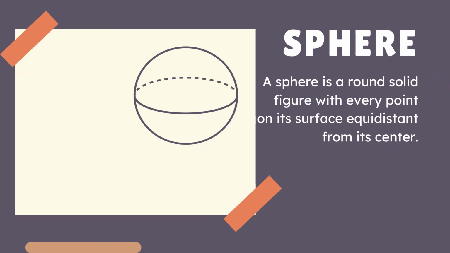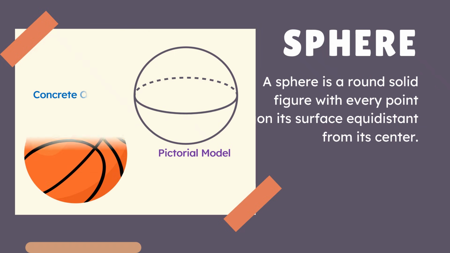The last but not the least is a sphere. What is a sphere? A sphere is a round solid figure with every point on its surface equidistant from its center. This is a pictorial model of a sphere. And this is our concrete object. Do you know what object this is? Yes, you are right. This is a ball.